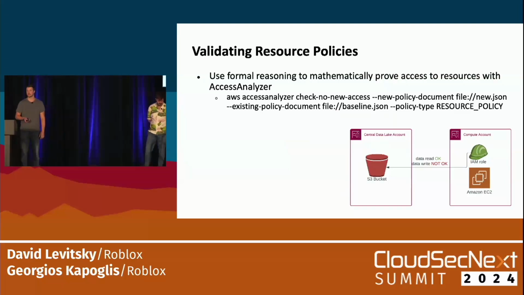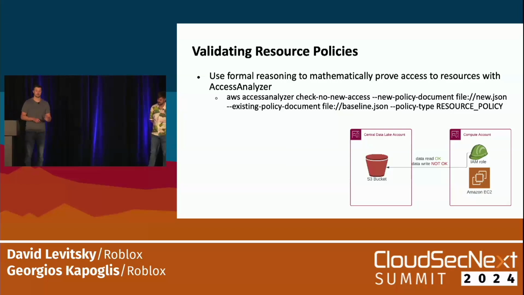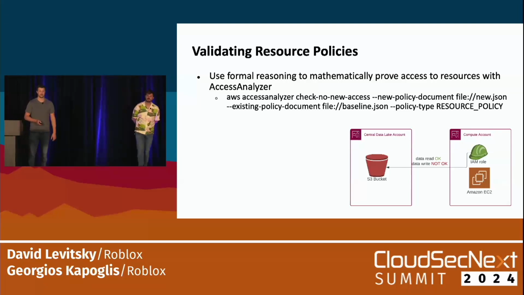What this might look like in the example on the slide here is you have a central data lake account, for example, that has a ton of data in an S3 bucket. And you say, hey, reading from this S3 bucket is allowed for a single identity, a special identity. Writing to this bucket is not allowed. So I don't care what happens. This is my security invariant. This is my security baseline. I don't want any changes outside of that.